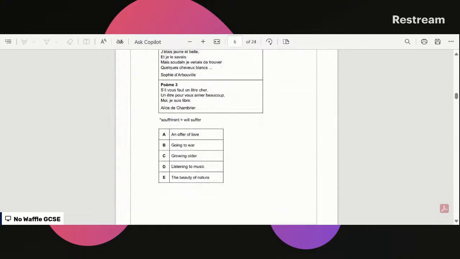And the third poem, I am free. If you were very rich, I would have loved you a lot. And me, I am free. So that seems to be about an offer of love.